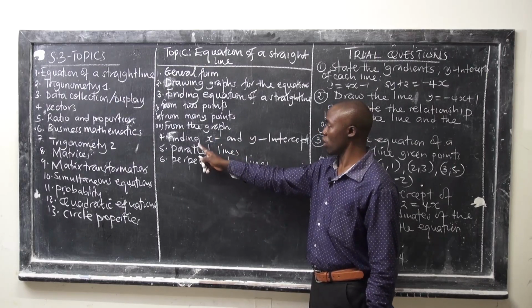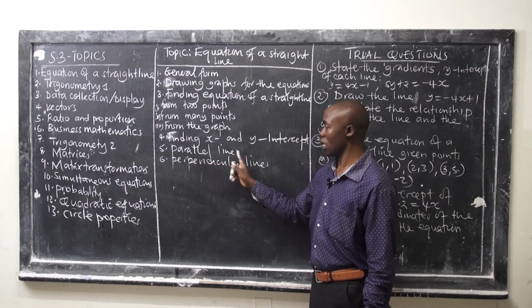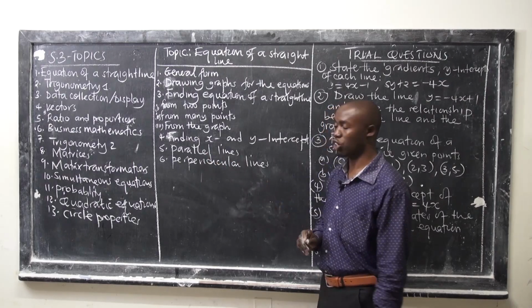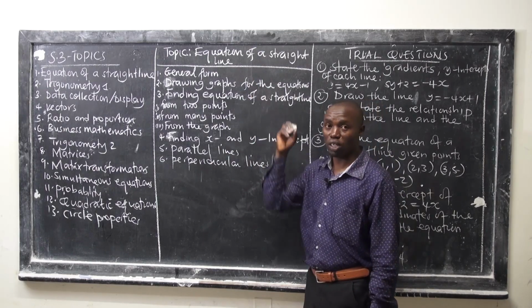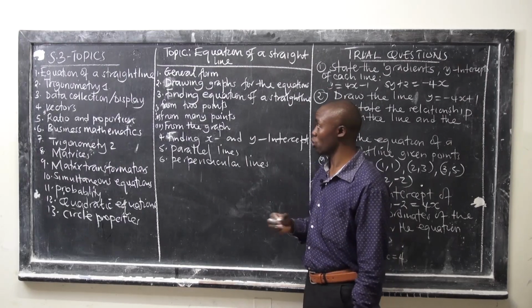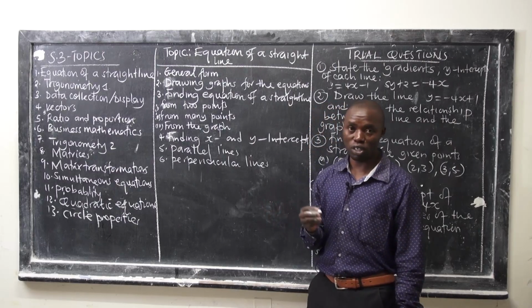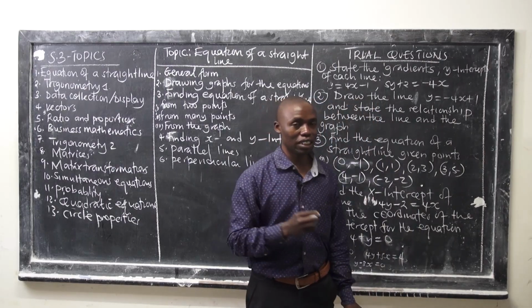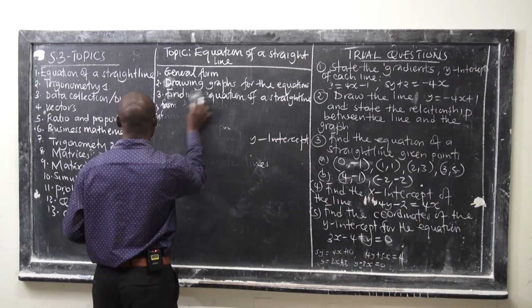Then also we are going to look at finding the x and y intercepts. We shall also look at parallel lines. We shall also look at perpendicular lines. But remember that you visited the equation of a straight line in senior 1 around your topic 11. So go and visit that work for senior 1 about finding the equation of a straight line. Let's dive into the first subtopic here under equations of the straight line.